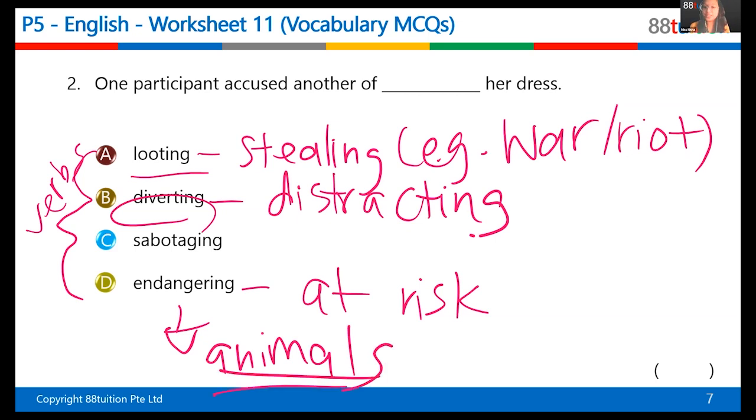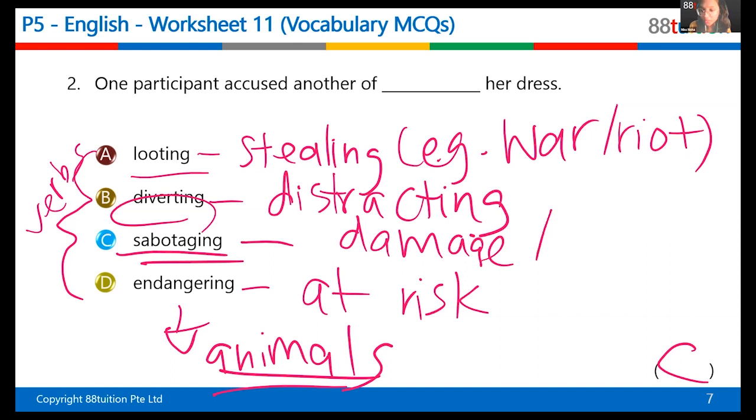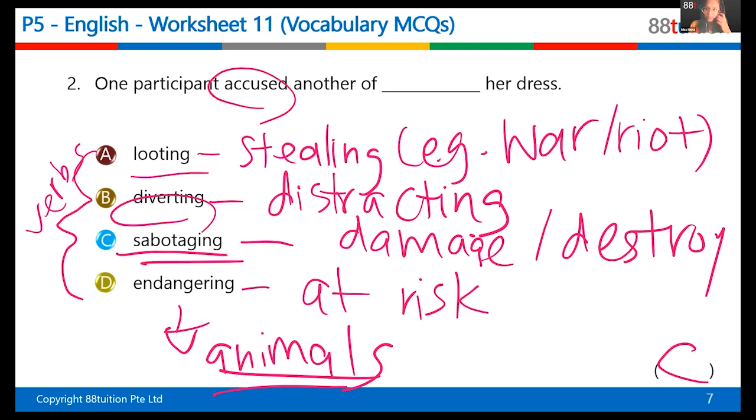So the answer here is C, sabotaging. What does this word mean? Sabotaging means to intentionally damage or destroy something. And the key word here is intentionally, means you know and you're purposely damaging it and you're purposely destroying it. So you're doing it intentionally, okay? So that's what it means. So here she accused her, okay, of damaging her dress. So the answer is C. And of course, the clue is her dress, right? You can't do any of the other things to the dress.